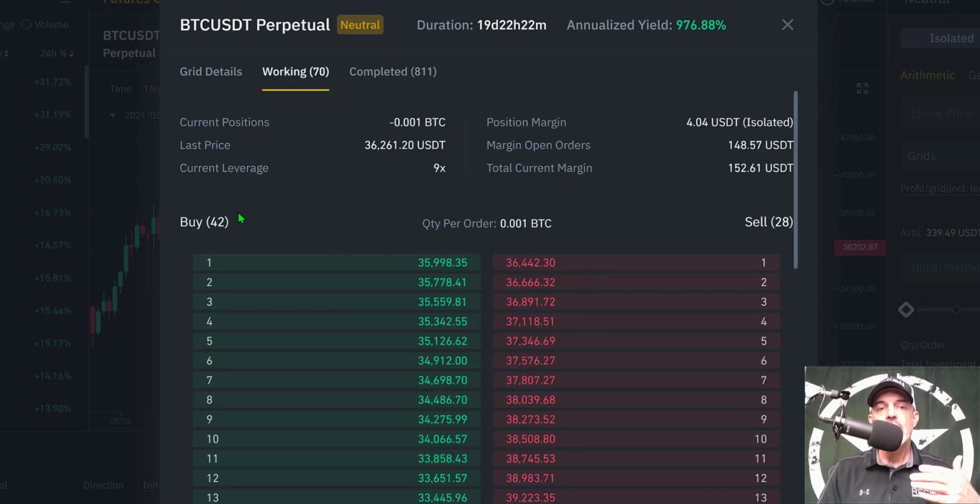On the buy side, I have 42 open limit buy orders, and then on the sell side, I have 28 open limit sell orders. And then the quantity per order is 0.001 BTC, whether that be buy or sell or short. And in this situation, you can see my current position is a negative 0.001 BTC. So essentially, I have one open short position.